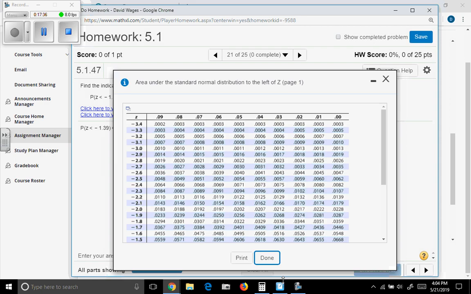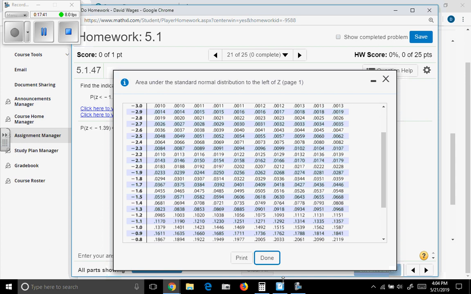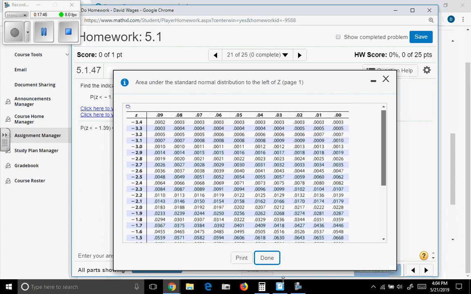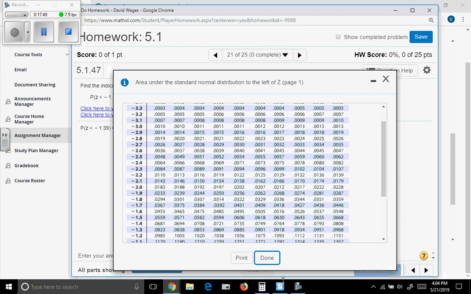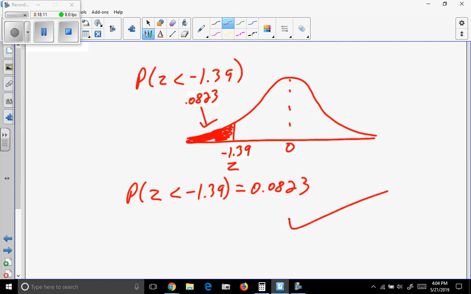So we look at the table, we go to a z value of negative 1.39, where the 09 column is the first column. So negative 1.39 is here. So the area to the left of that is 0.0823. So if we need to know the probability that z is less than negative 1.39, that's just that corresponding area. And that's it.